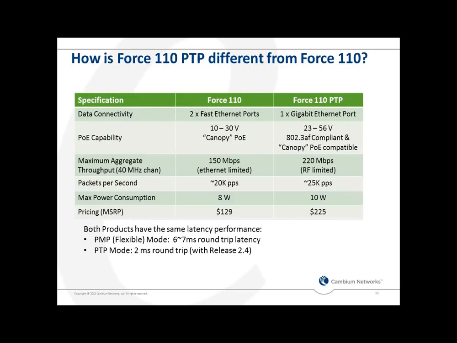So here is another chart which shows the differences between the two products. Again, the Force 110 has two fast Ethernet ports, and the 110 PTP has the gigabit Ethernet port. In addition, there's higher packets per second supported on the Force 110 PTP, and both of these solutions can be utilized with either the flexible frame ratio mode, which has a round-trip latency of 6 to 7 milliseconds, or this new enhanced point-to-point mode with a 2 millisecond round-trip latency.